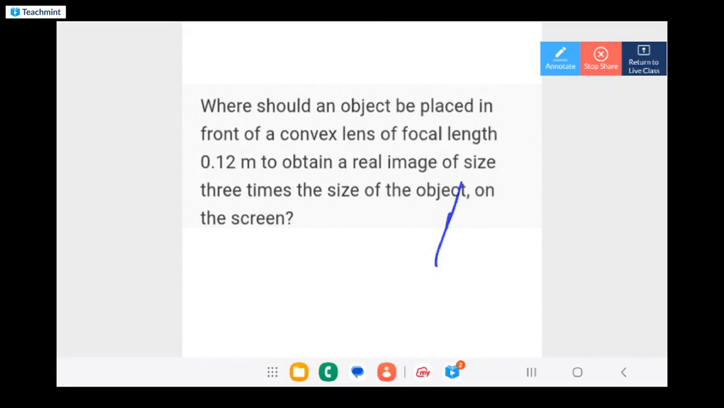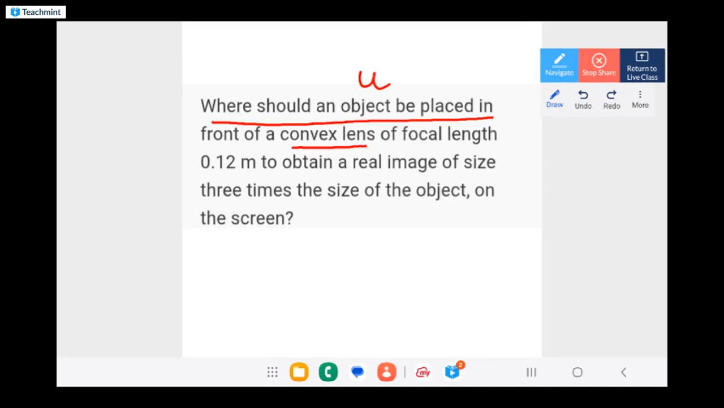Read the question carefully. Okay, Michelle, answer. What are they technically asking us? The object position. Correct. Where should an object be placed means they are asking us the object distance. And it's directly given the lens is convex, and the focal length is also given as 0.12 meter.